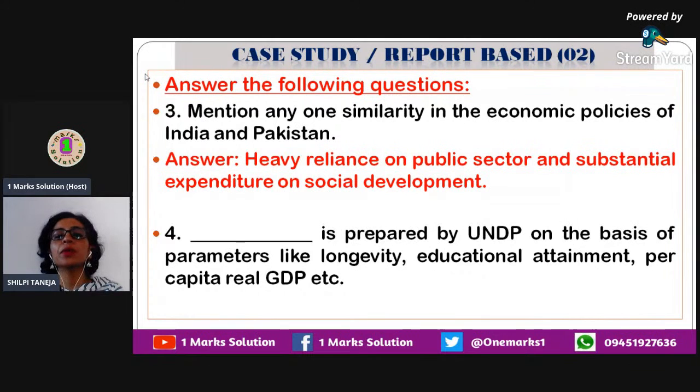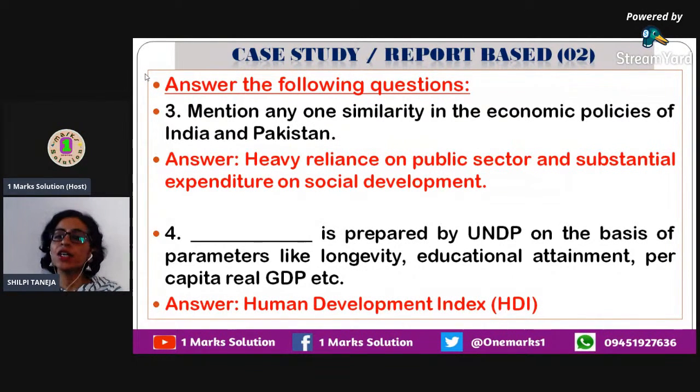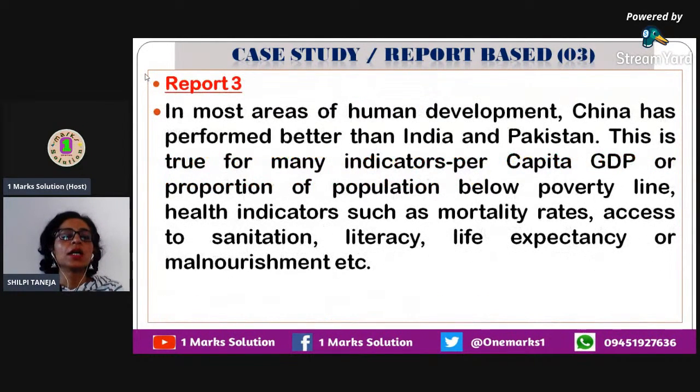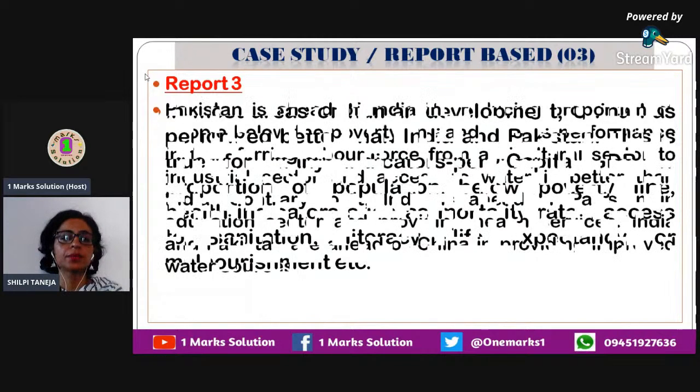Next question, dash is prepared by UNDP. अभी हमने पढ़ा क्या बनाता है? Human Development Index is prepared by UNDP on the basis of parameters like longevity, education attainment, per capita real GDP, etc. Now, this is the third report. In most areas of human development, China has performed better than India and Pakistan. This is true for many indicators: per capita GDP or proportion of population below poverty line, health indicators such as mortality rates, access to sanitation, literacy, life expectancy or malnourishment.